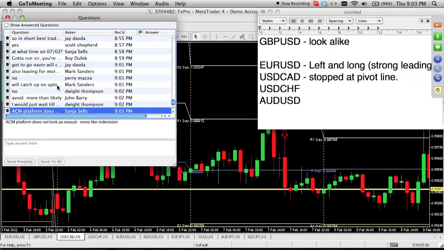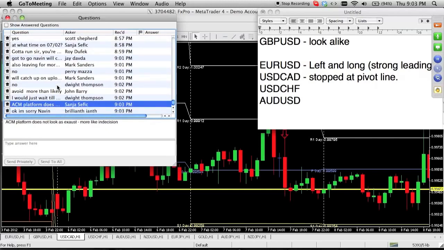Okay. The ACM platform does not look like an exhaustion. More like indecision. Okay, so Sonia, I think you can probably open up, if you want another. In fact, even my chart doesn't have an exhaustion. But are you on MT4, Sonia, on ACM, or are you using the proprietary platform?